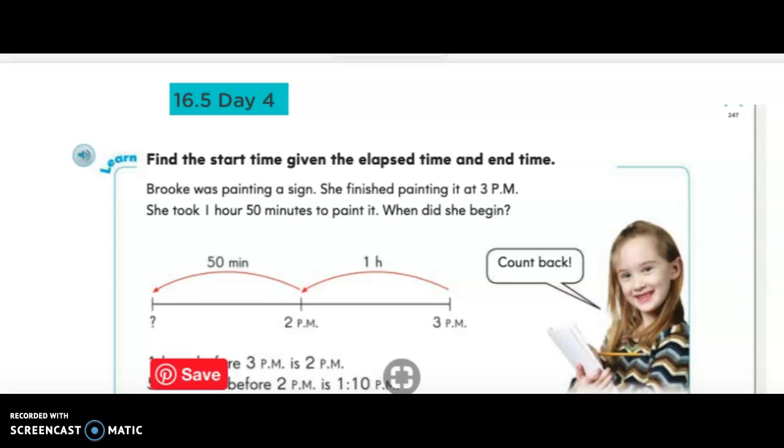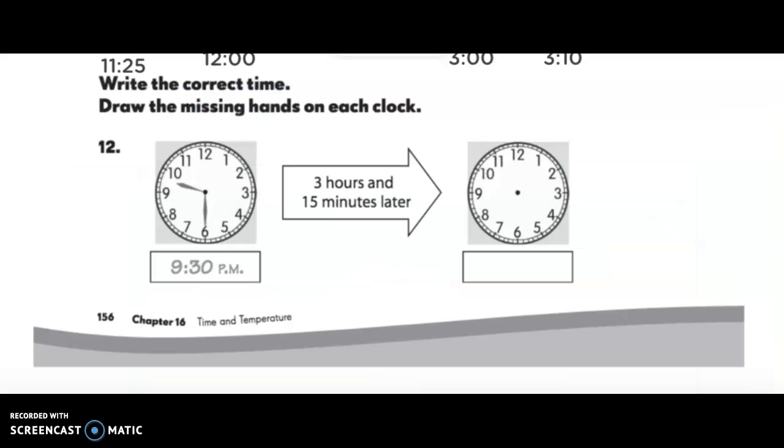So we are starting 16.5 day 4. This is our last day of elapsed time, so make sure that you are using those timelines every day. When you are completing your work, the lines are drawn for you, so you must be doing those timelines. Before we get into another example, we're going to look at our workbook pages from yesterday.